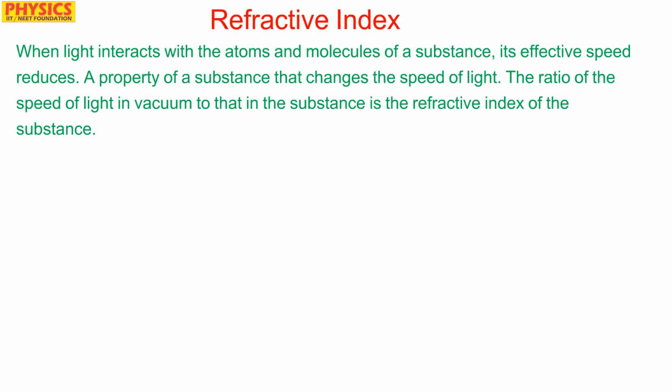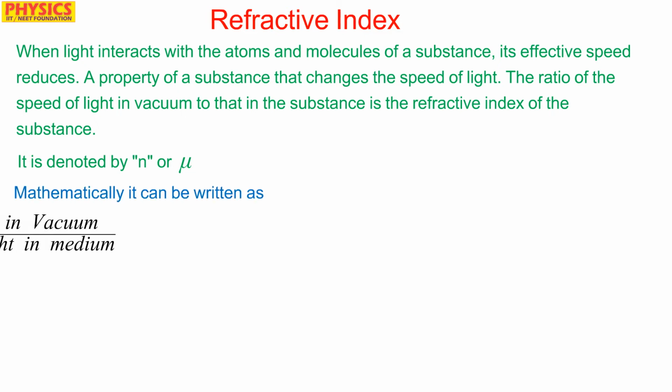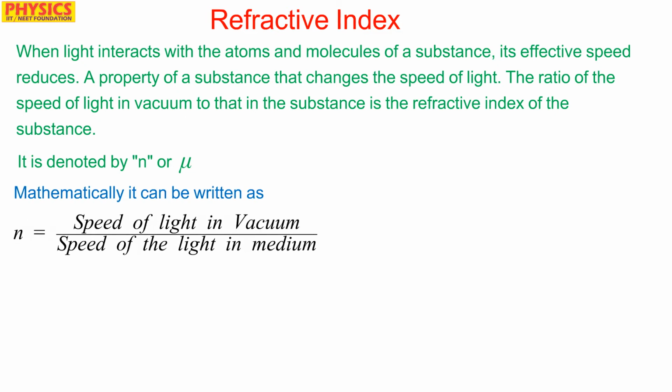The ratio of the speed of light in vacuum to that in the substance is the refractive index of the particular substance. It is denoted by the letter small n or mu, a Greek letter. Different textbooks use different notations, so I'll be using n as the refractive index. Mathematically, n is equal to the speed of light in vacuum divided by the speed of light in the medium, n = c/v, where c is the speed of light in vacuum. We know its value is 3 × 10^8 meters per second.